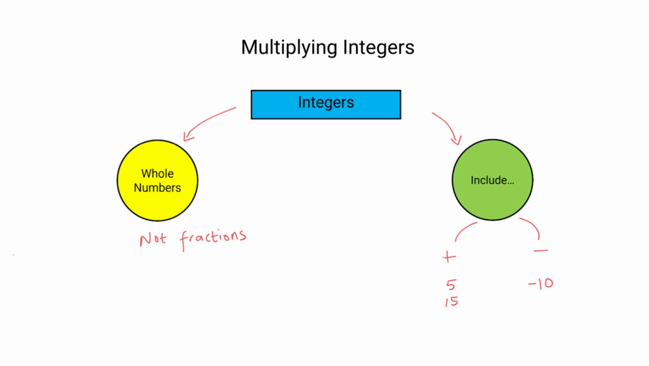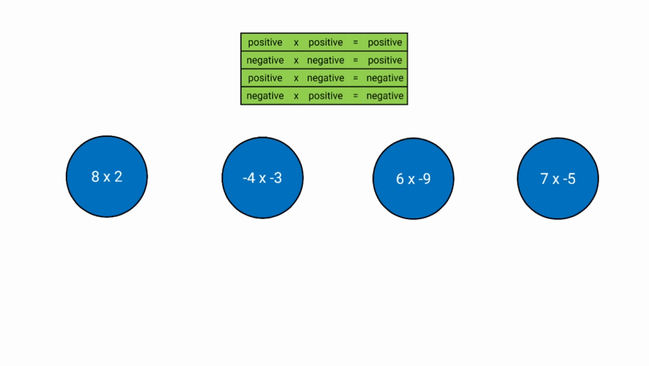Okay, now that you know what an integer is, let's have a look at how we multiply integers together. As you can see, these sums look like normal table sums, except there's a mixture of positive and negative numbers. Now, there are two steps to multiplying integers. Let's do these examples below, and I'll explain the two steps as we go. So for this first one, 8 times 2. Step 1 is that we multiply the two numbers together as normal. So 8 times 2 is 16.